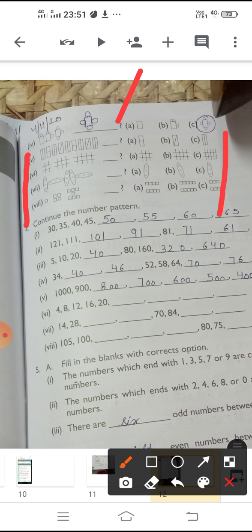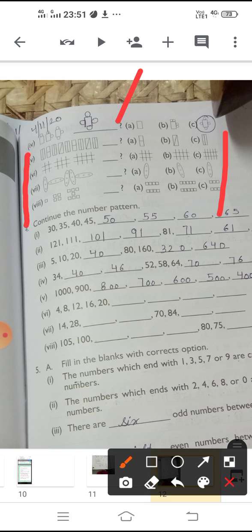Now next part, 34. What will come next? You will add 6. So next is your 40, then next is your 46, then next is your 52. Okay, they are adding 6, up to 76. We will get our number pattern.